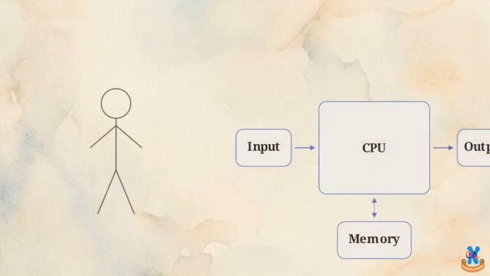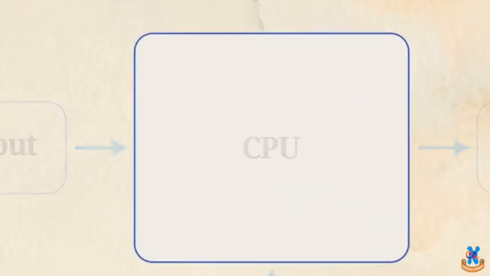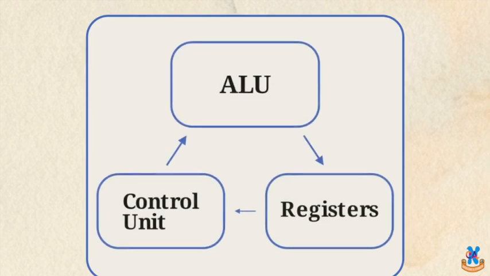This diagram shows a comparison between human anatomy and a computer's architecture. Think of the physical hardware as the bones and muscles, while the software acts as the mind providing the instructions. Zooming into the CPU block here, we see three core components working in a continuous loop.